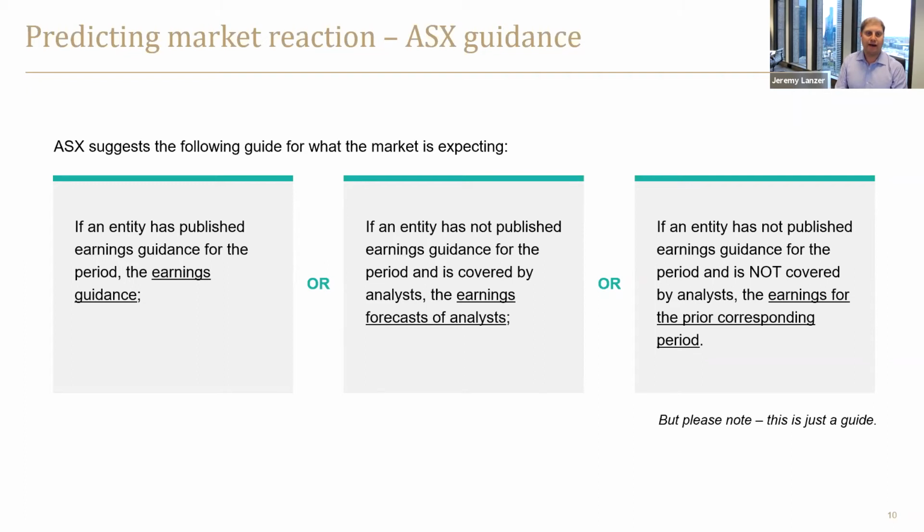And then finally, if there aren't analysts covering or enough analysts covering to get a good spread, then you just look back to the prior corresponding periods. If we're talking about full year results for FY21, then you just look back to what we achieved in FY20, and is the difference 5 to 10% or more off that. So that is generally what the market expects, or what ASX suggests you use as a guide for what the market would expect. But of course, again, it's just a guide.